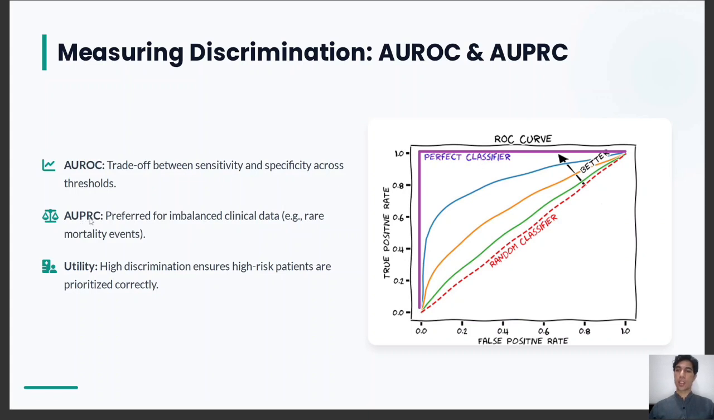On the other hand, area under the precision recall curve is also important in healthcare data science because most of the time our data is imbalanced. We work with imbalanced clinical data, for example, rare mortality events. So we also need area under the precision recall curve for that. And then high discrimination ensures high risk patients are prioritized correctly.